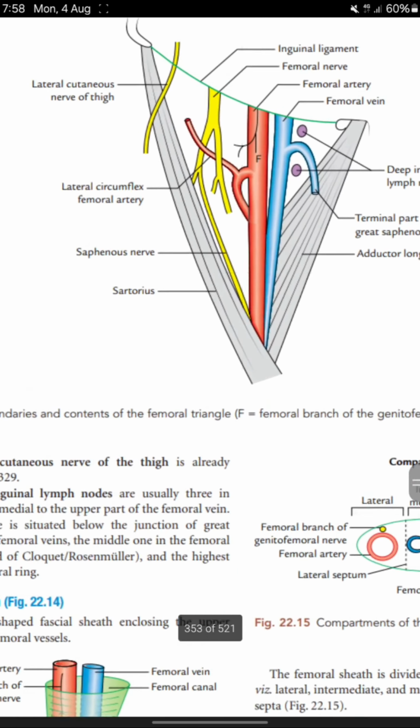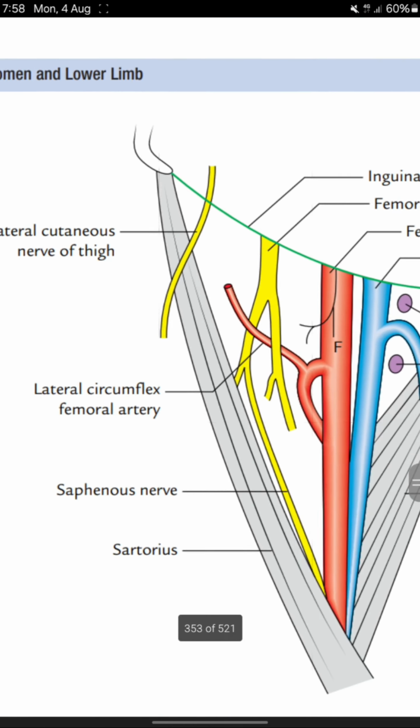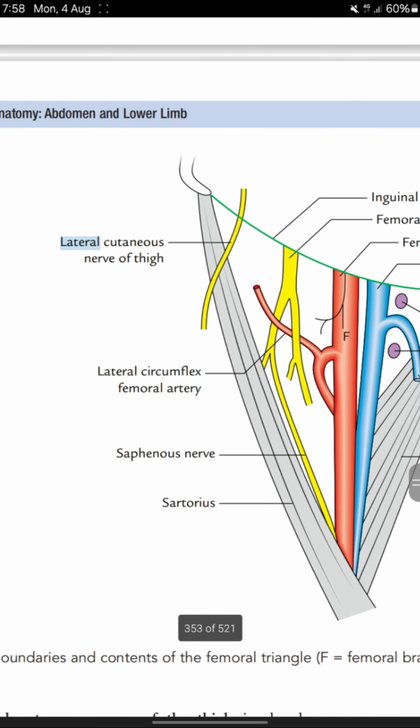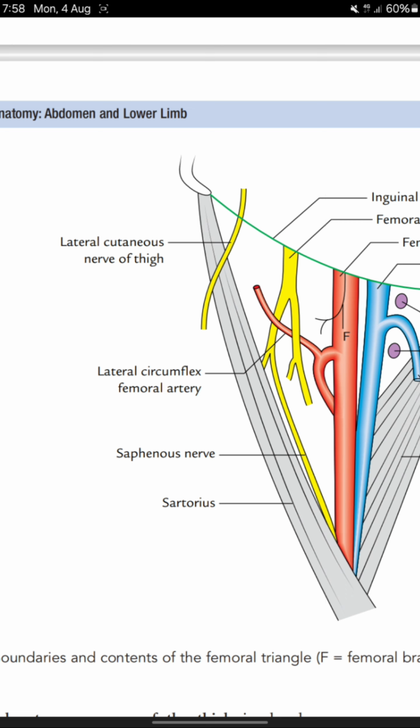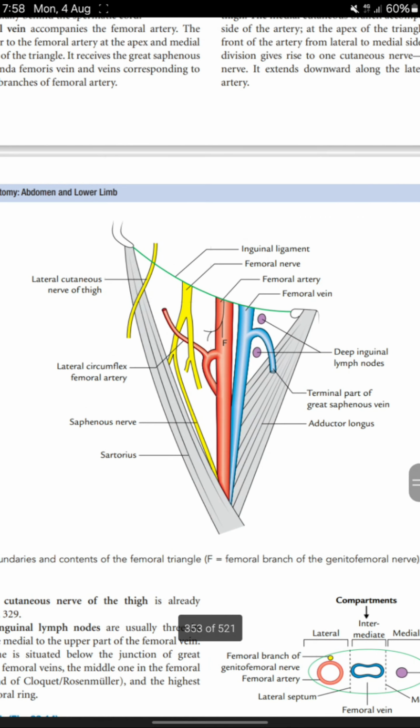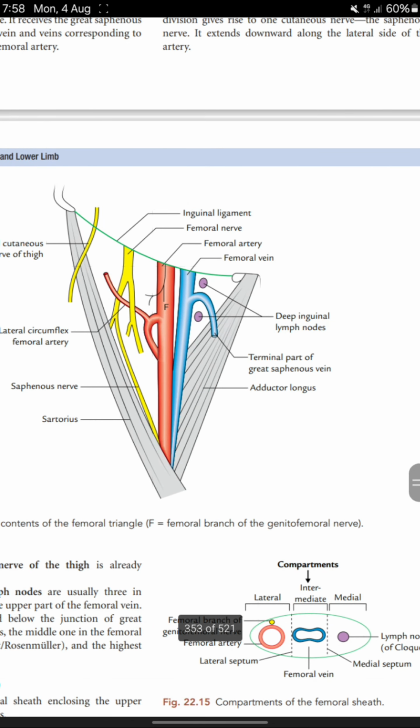Now talking about other structures. Lateral cutaneous nerve of thigh. This is the lateralmost content of the femoral triangle, and it is very important because it has clinical significance. Injury to the lateral cutaneous nerve of thigh can lead to meralgia paresthetica. You should remember this. This is an MCQ.